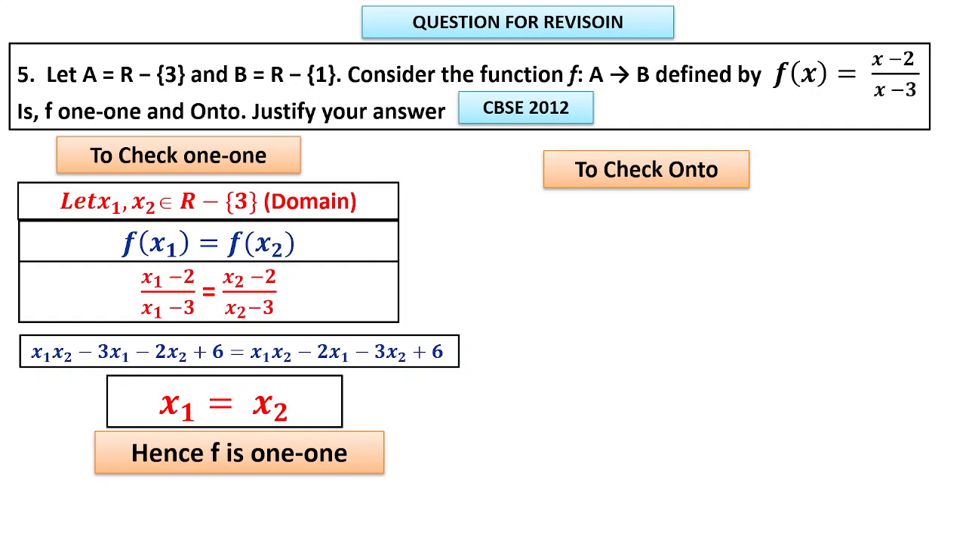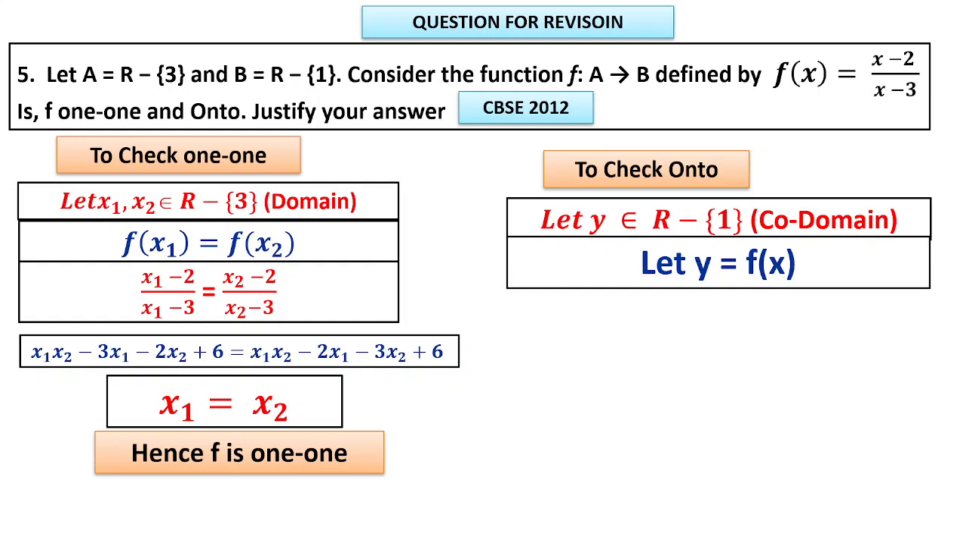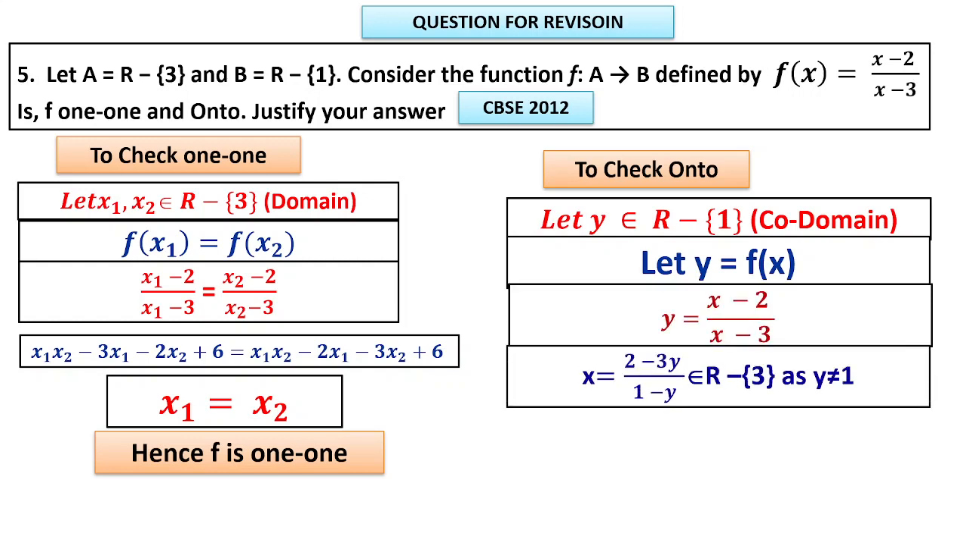Let us try to check onto. For that I have to take y is equal to f of x. But remember, keep it in mind that y is a real number other than 1. Well, y is equal to f of x, so y is equal to (x minus 2) upon (x minus 3). I am getting x as (2 minus 3y) by (1 minus y). Now, y is not equal to 1, so this x is allowed. If y is 1, this x is not allowed because the denominator will become 0, which is not a finite real number. Therefore it is onto.